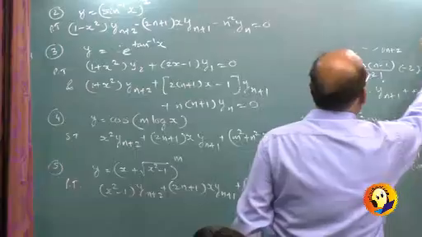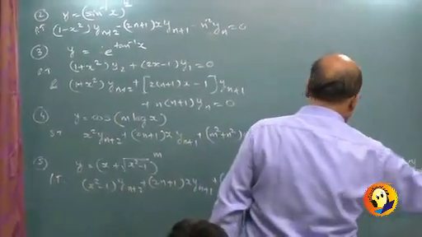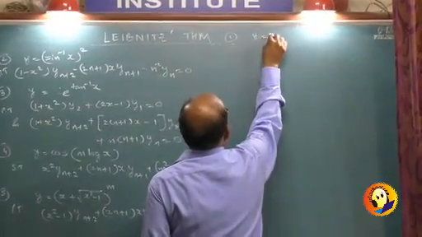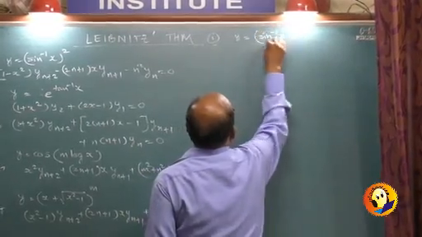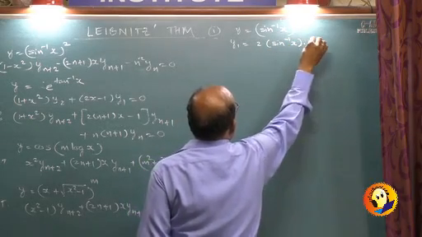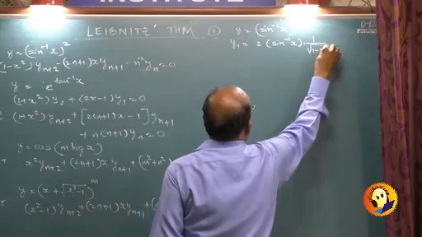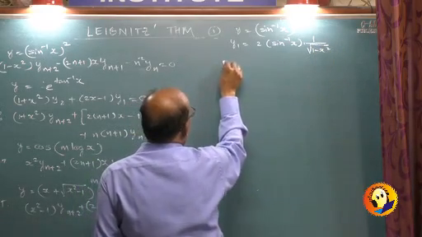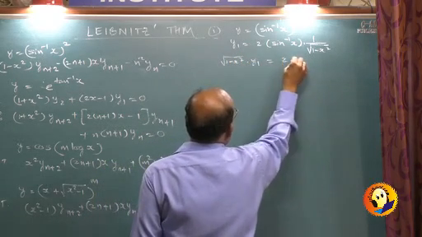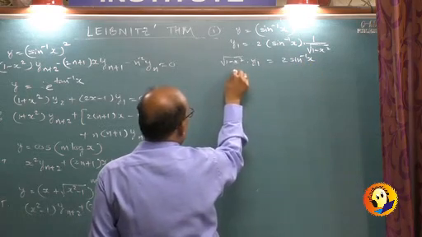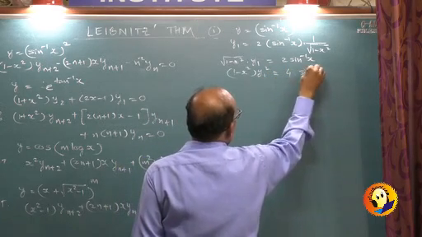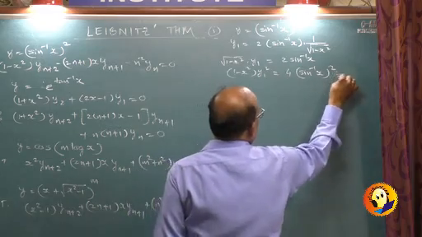Out of that, the first one we have already seen, which is not a big deal, because we will start with it. As y is given as sin inverse x bracket square, y1 will be 2 into sin inverse x into the derivative of sin inverse, which is 1 upon root of 1 minus x square, which one can write as root of 1 minus x square into y1 is equal to 2 sin inverse x. Squaring it will be 1 minus x square y1 square equal to 4 times sin inverse x square, which is nothing but 4y.